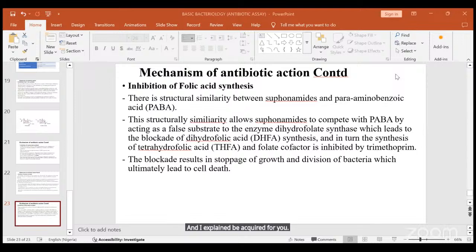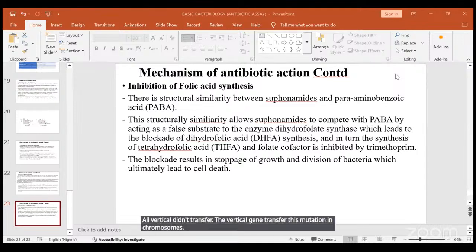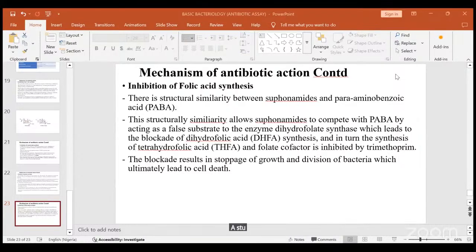Acquired is horizontal gene transfer or vertical gene transfer. The vertical gene transfer is mutation in chromosomes, as typified by mutation, deletion, inversion, and insertion. Then the horizontal gene transfer is through transferable genetic material. Examples are plasmid, transposon, integron, gene cassette. There are many of them, and they have modes of this transfer. That's why I mentioned conjugation, transformation, and transduction. It's a whole lot of things.